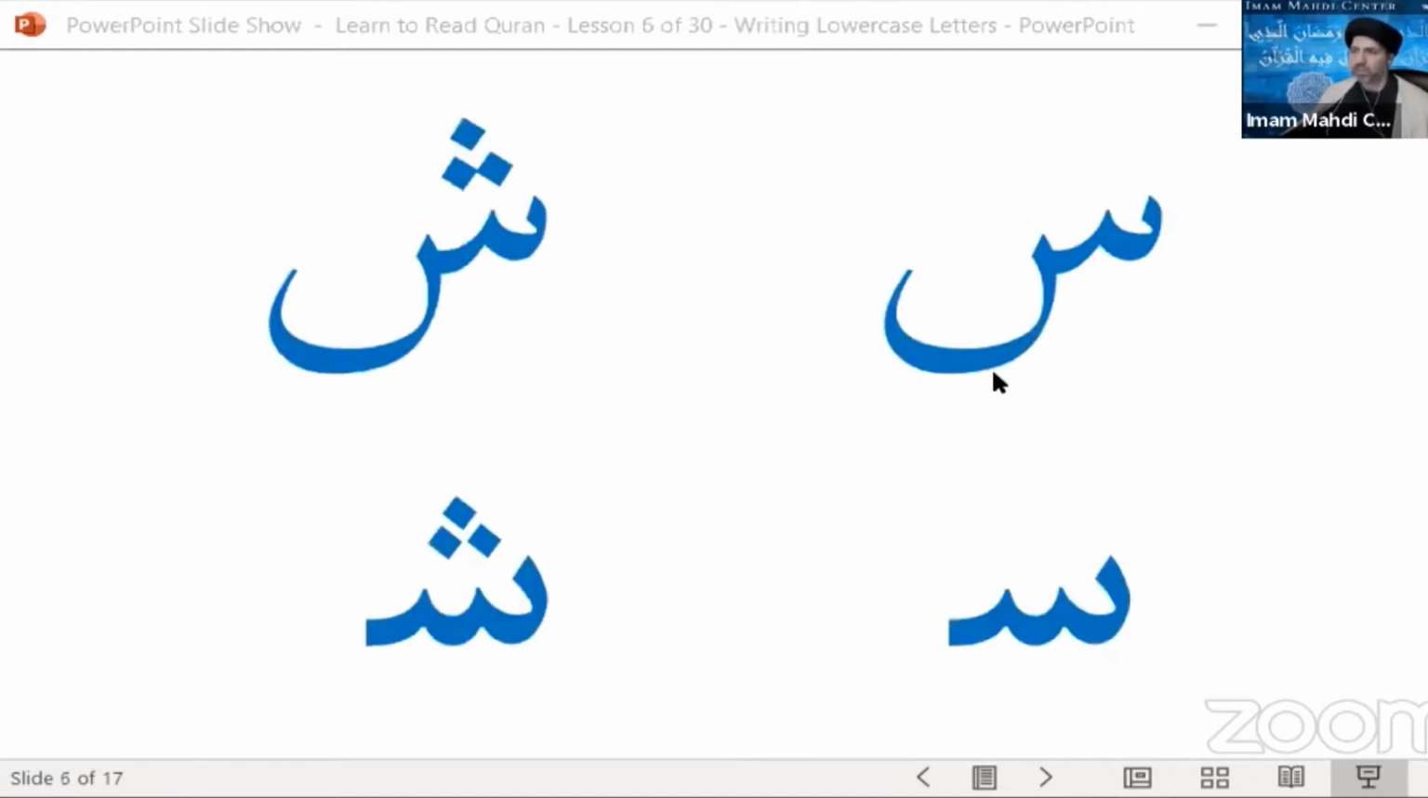The next is the sin and the sheen. And once again, we're going to drop this tail portion on the sin and drop the tail portion on the sheen.